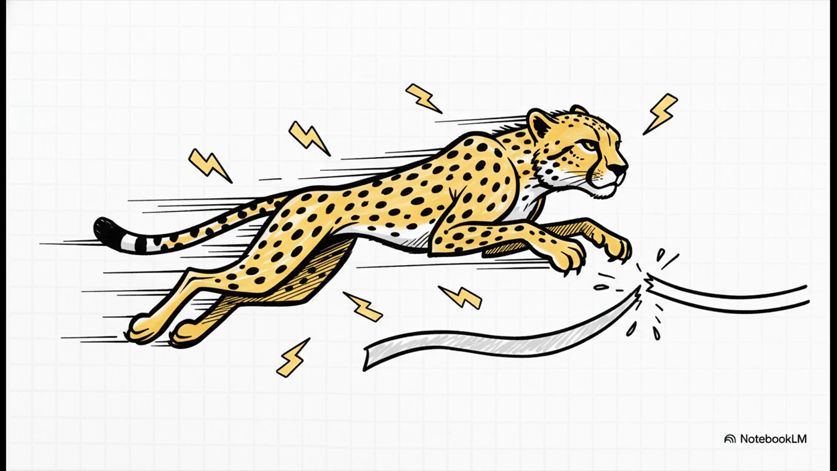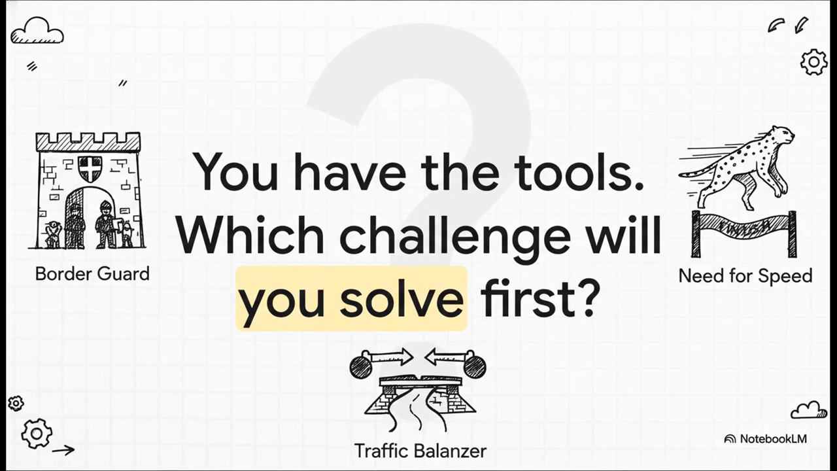It's all about performance. So there you go. It's not so complicated after all, right? You've got 3 amazing tools for 3 very different jobs. You have the border guard for your rules and compliance, the traffic balancer for when you need to shift things around, and the speed demon when all that matters is performance. So now you know the tools. The only question is, which architectural challenge are you going to solve first?